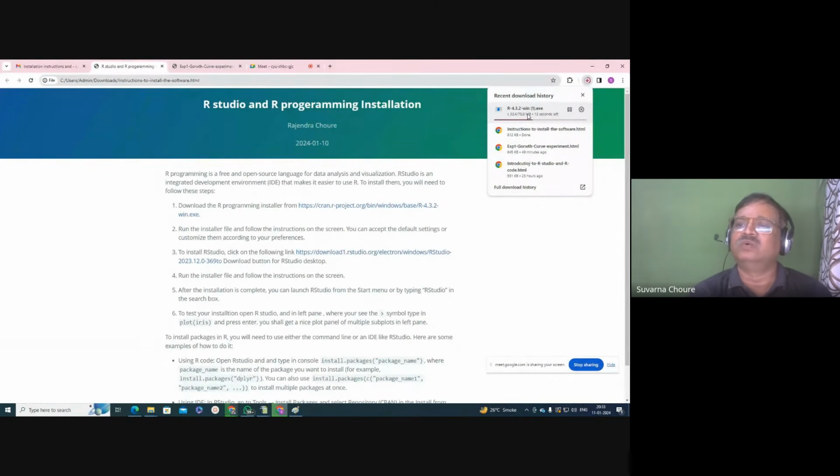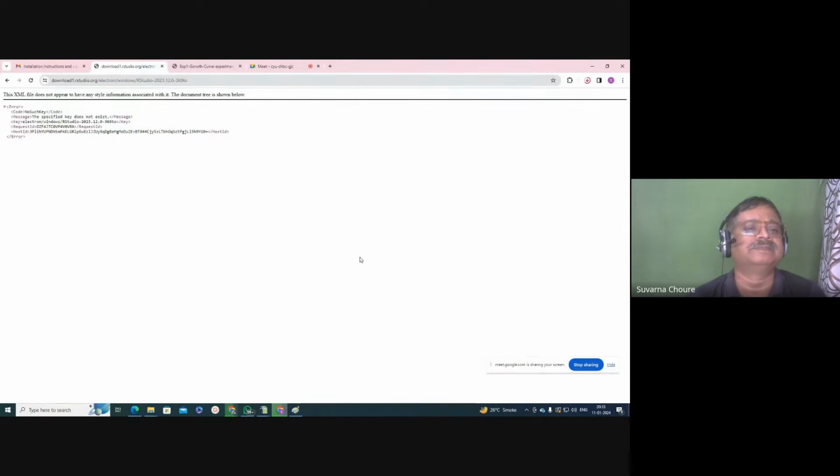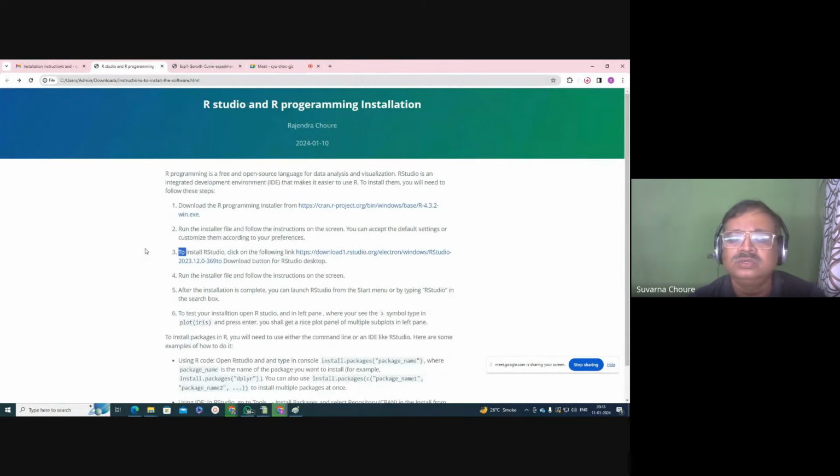That R version 4.3.2 is getting downloaded, and it will take 16 seconds. Okay. Meanwhile, I will start another download of RStudio by clicking on this link. It says the XML file does not appear to have any style information associated with it. The document tree is shown below. Why that is showing, don't know.